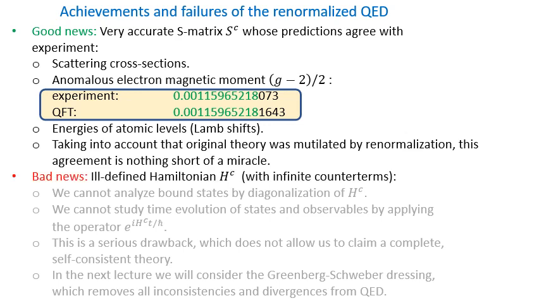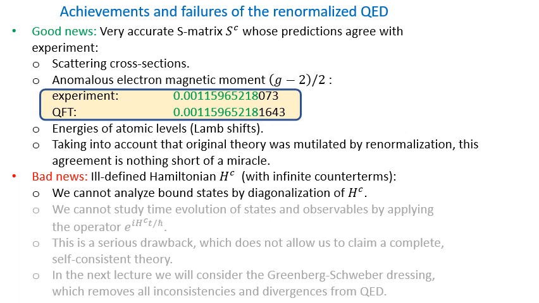But there is also a big bad news. Our theory lacks a well-defined Hamiltonian. The Hamiltonian of QED contains infinite counterterms, which do not allow its usage anywhere outside S-matrix calculations. In other words, the only quantities reliably predicted by QED are those directly related to the S-matrix. Notable examples are scattering cross-sections and bound state energies.